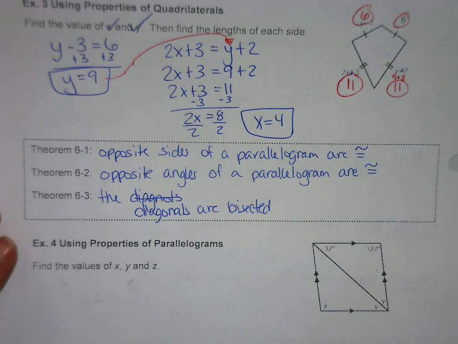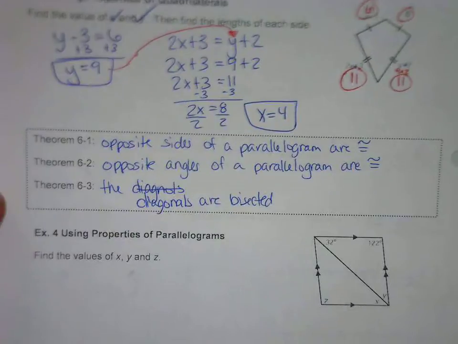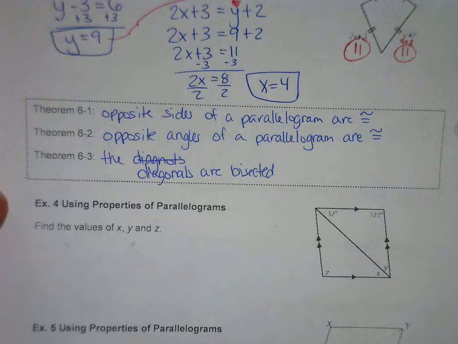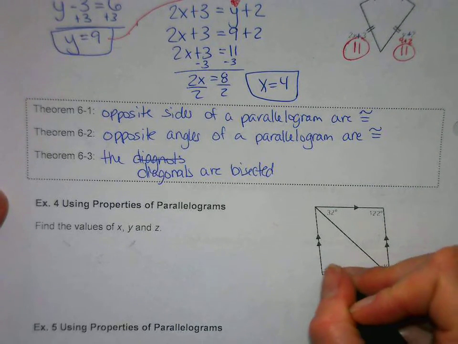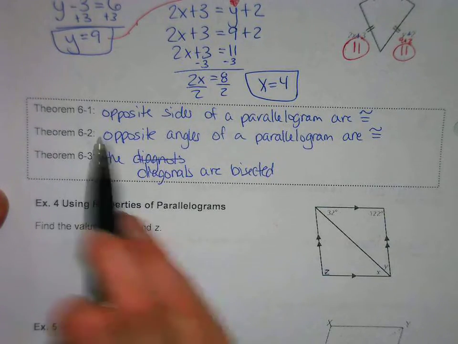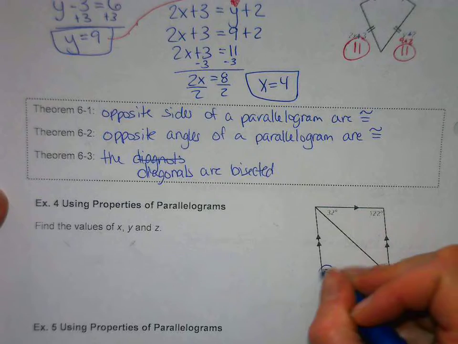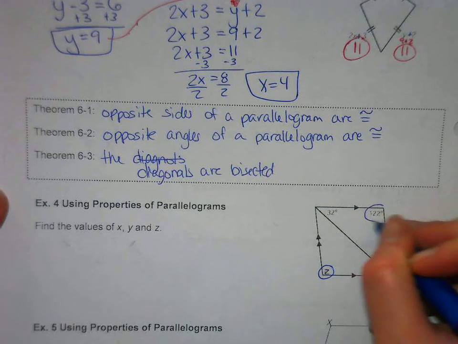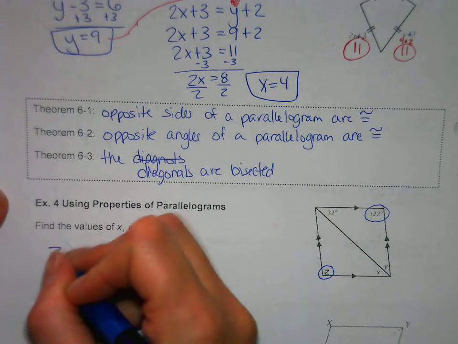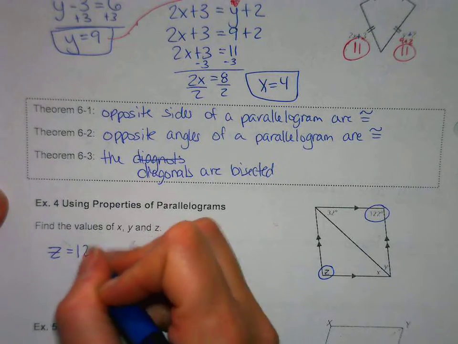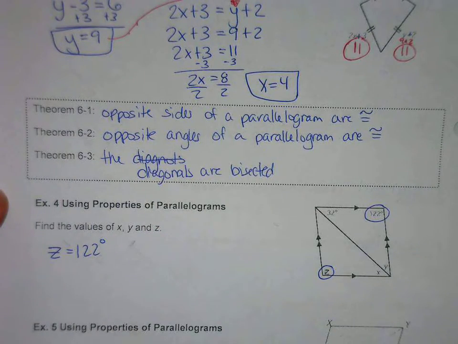Looking at example 4, using the properties of parallelograms, we want to find the values of x, y, and z. If I'm trying to find these, according to Theorem 6-2, opposite angles of a parallelogram are congruent. So if I'm looking here at finding angle z, this is my opposite angle, so they are congruent. So that means z is 122 degrees.